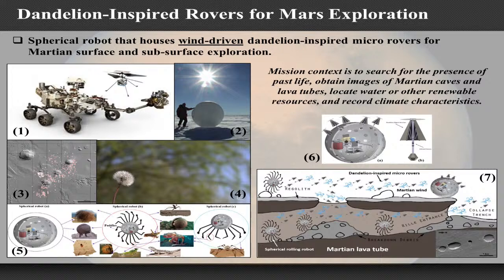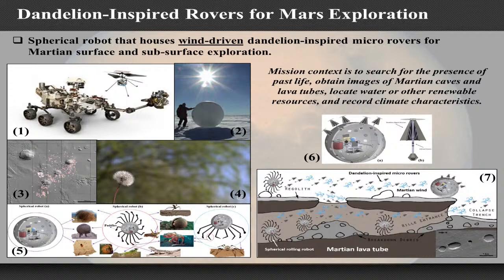I thought, what if we had a spherical robot that houses dandelion seeds within its internal shell, and it would be able to roll on the Martian surface or even crawl just like a spider. That's why we see legs there in the bottom figure. It would be able to roll and crawl along the Martian surface, and once it enters those cave entrances, it disperses these dandelion seeds into those caves.